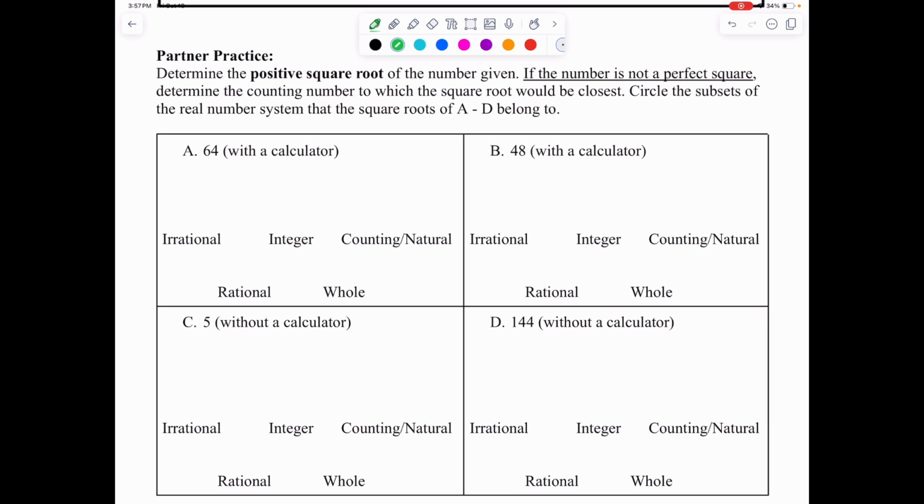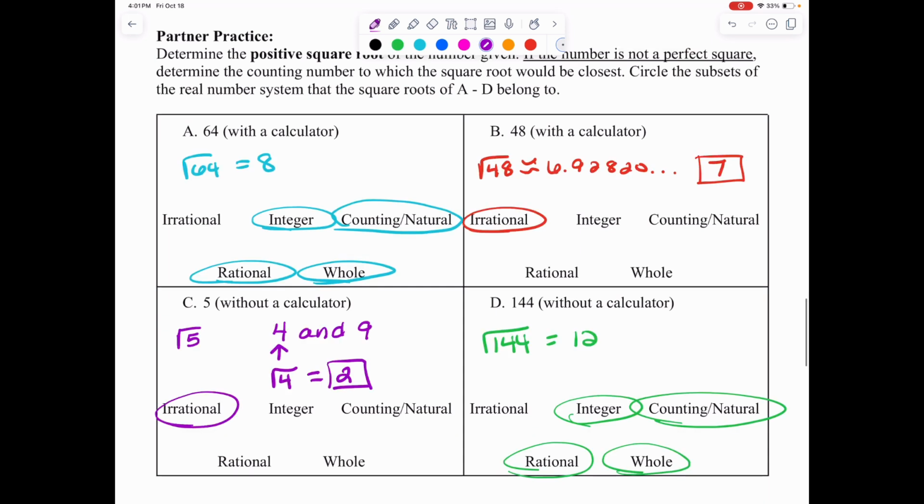So you can see in part A, you're going to do 64 with a calculator. Part B, you're going to do 48 with a calculator. But then in C and D, 5 and 144, you're going to do them without a calculator. And then you're also going to circle the subsets of the real number system that these belong to. So at this time, please pause the video, then resume the video to go over the answers with me. All right, now you had a chance to try on your own. Let's go over the answers.